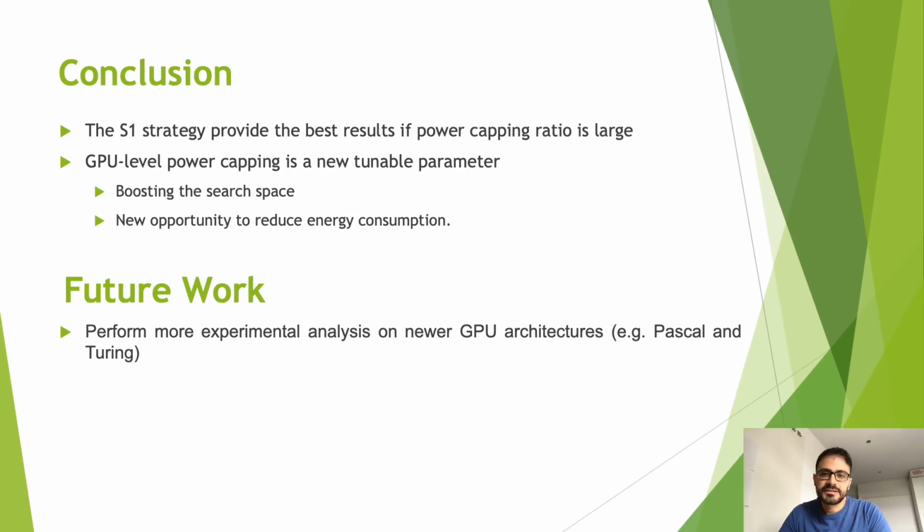Our conclusion is that the S1 strategy can provide us the best results if our power capping ratio is a large number. Also, GPU-level power capping is a new tunable parameter in the context of GPUs, which can enlarge our search space, but it can provide us a new opportunity to reduce our energy consumption. One of the future works is performing more experimental analysis on newer GPU architectures such as Pascal and Turing.